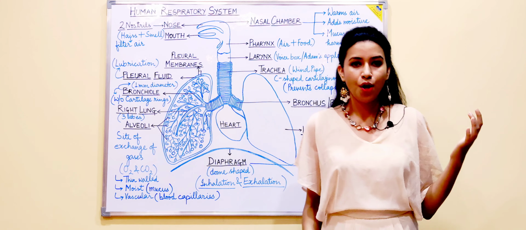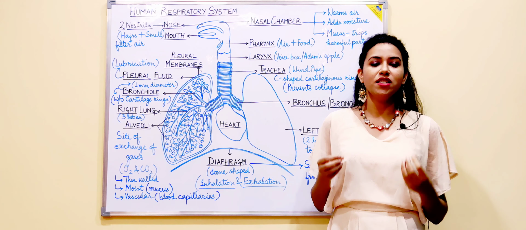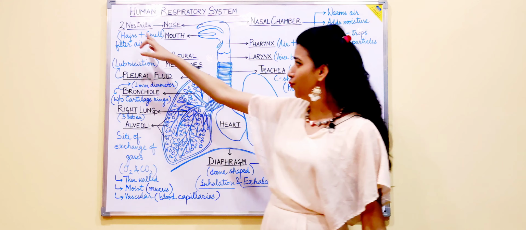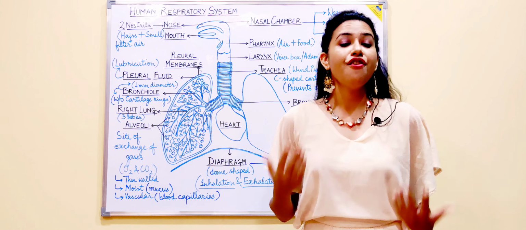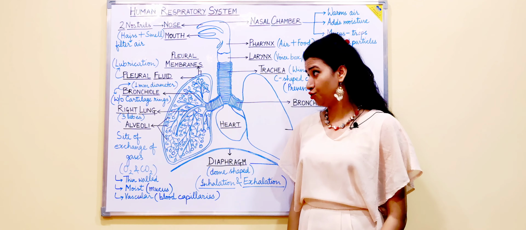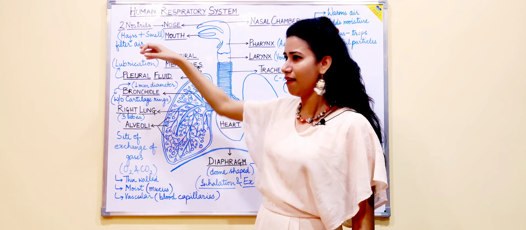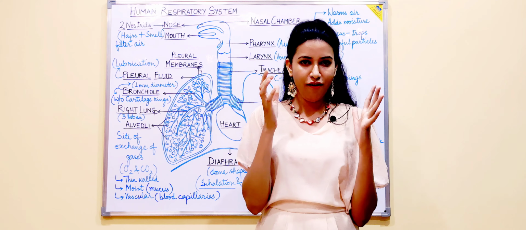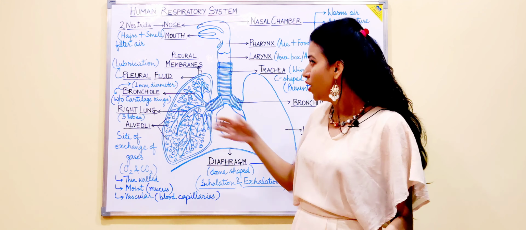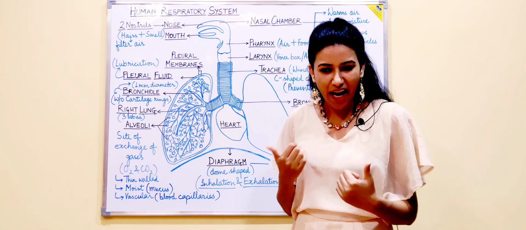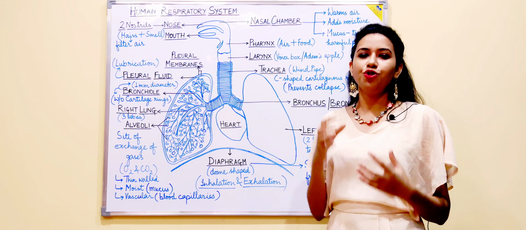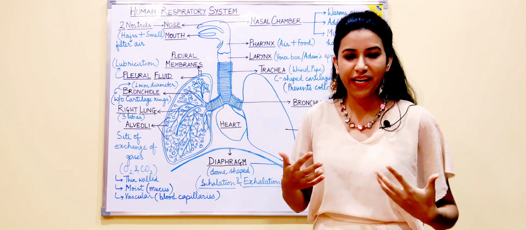Now let's understand what each and every part does. We'll start with the external nostrils. These are the two external apertures known as nostrils. Now what do the nostrils contain? They contain fine hair. What do the hairs do? They filter the air that we inhale, so that if there's any dust particle, they trap it. They act like a filtering agent.